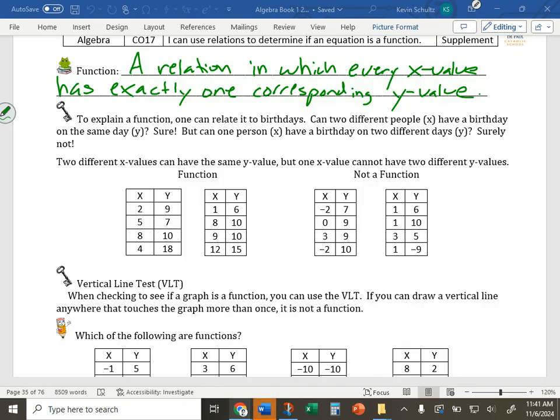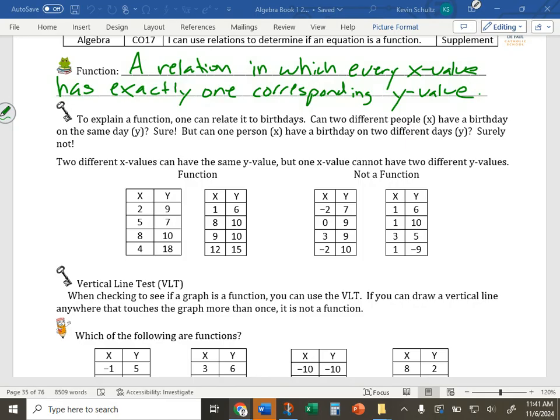A function is a relation in which every x value has exactly one corresponding y value. Okay? And that can be kind of wordy. So we're going to skip right down to the examples of what is a function and what's not a function, because sometimes when you see it, especially in an XY table, it's a little more clear.